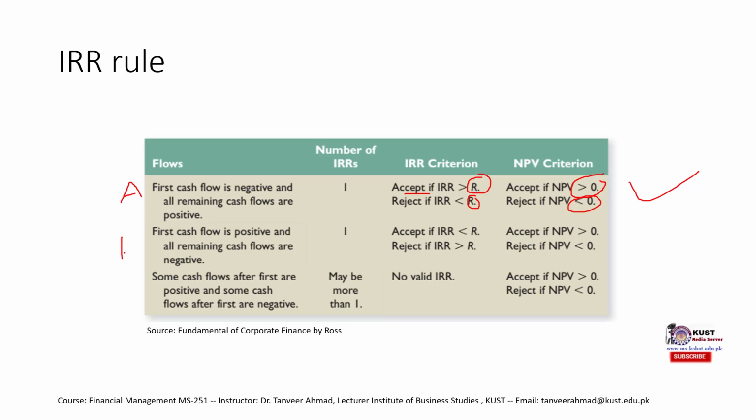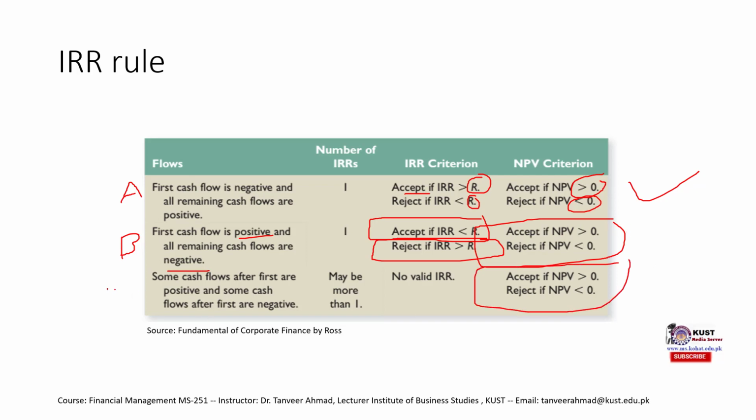This is project B type of cash flows, where first cash flow is positive and the remaining cash flows are negative. In this case, the decision rule for IRR is opposite. You have to remember this. We accept if IRR is less than the required rate of return, and we reject if IRR is greater than the required rate of return. Although the NPV rule would remain same in all cases.